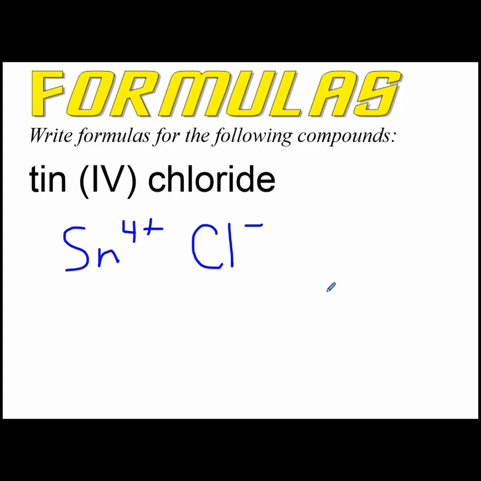So think about this for a second. What would the formula look like for tin(IV) chloride? Well, to finish this up, we're going to need to have an equal number of positive and negative charges. To make that work, we're going to need to have 4 chlorine atoms, or 4 chloride ions. So the formula would be SnCl4.